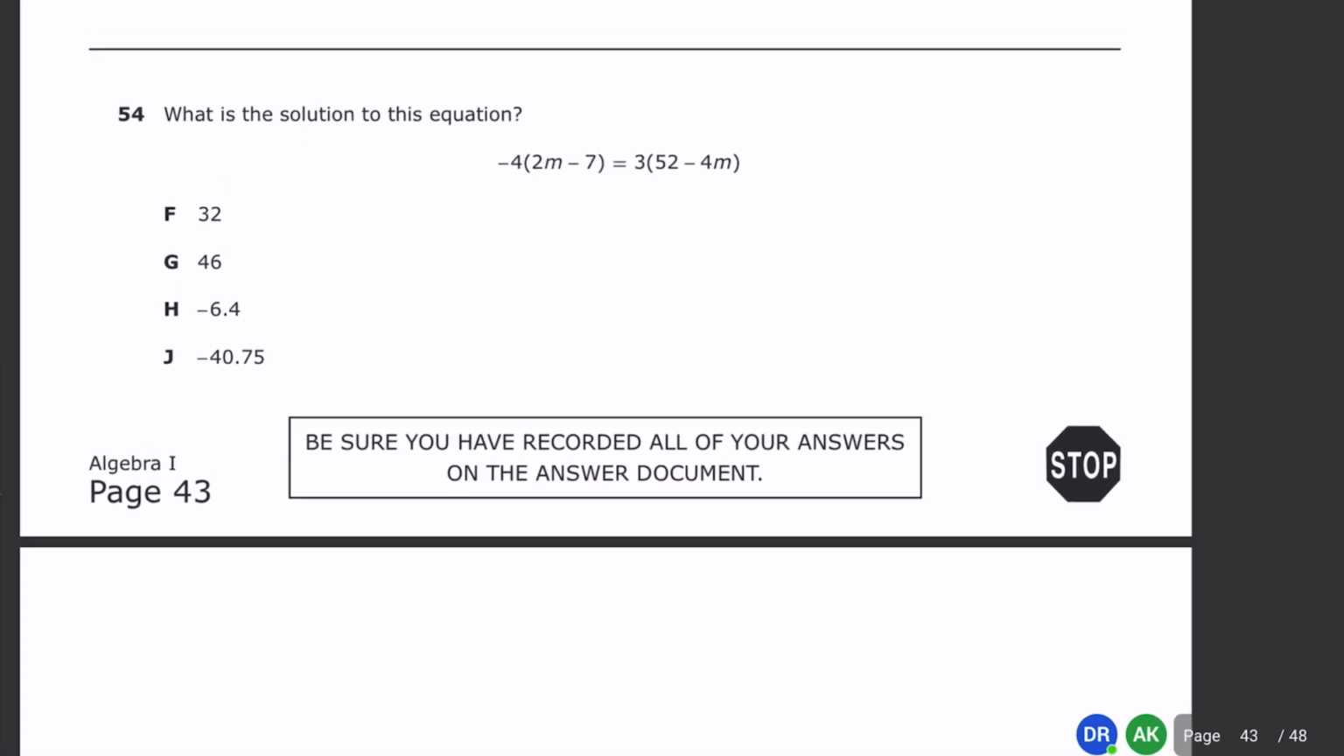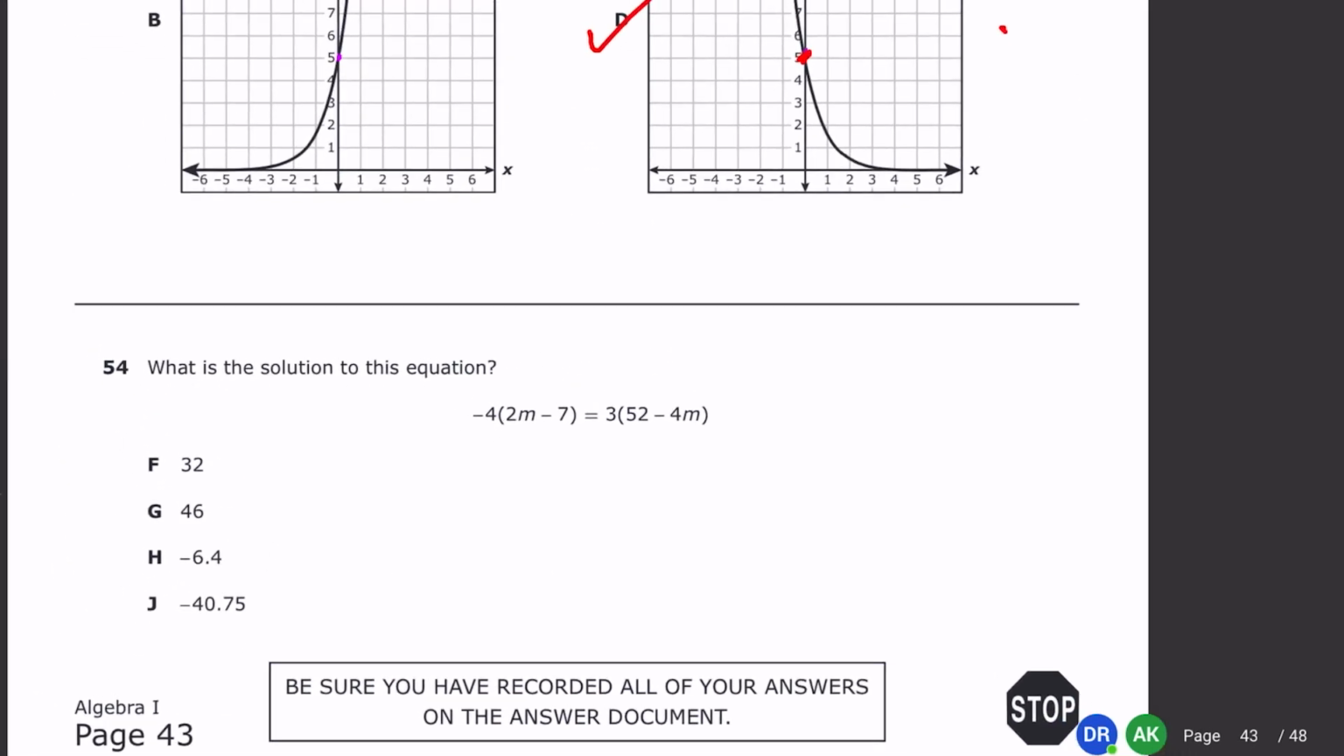Now going to the last problem of this STAAR algebra paper 1. What is the solution to this equation? How do we find the solution? Just use the distributive property. Take this 4 inside. So minus 4 into 2 is minus 8m. Minus 4 into minus 7 is plus 28, is equal to 3 into 52, which is 156, minus 3 4s are 12m.